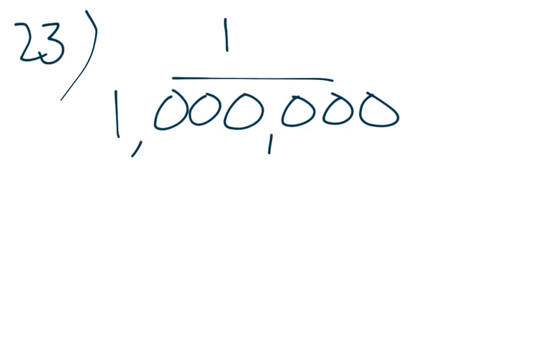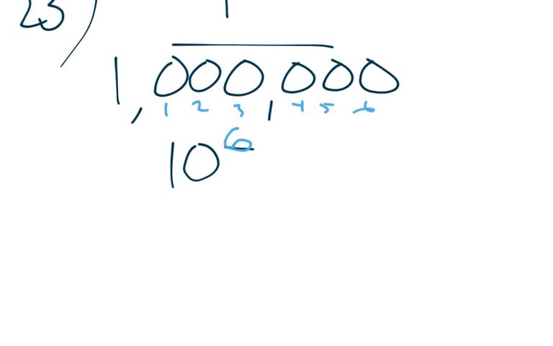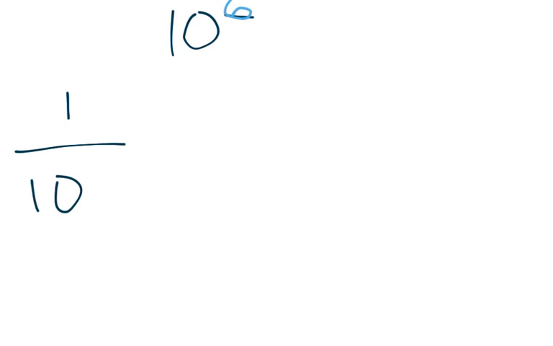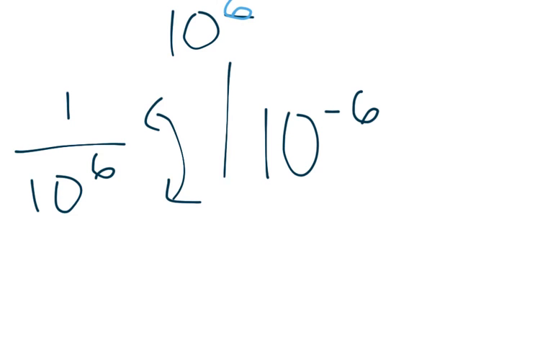Okay, number 23. Write each number as a power of 10 using negative exponents. So we have 1 million. Whenever you have a big number like this, just ones and zeros, what you can change it to is 10 to a certain power, and the way you figure out what the exponent is, you count the number of zeros. So you have 1, 2, 3, 4, 5, 6. So our exponent is 6. So this is 1 over 10 to the 6th. But they want us to write it using negative exponents. So what we're going to do is flip it, and we have 10 to the negative 6th power. And this is our answer.